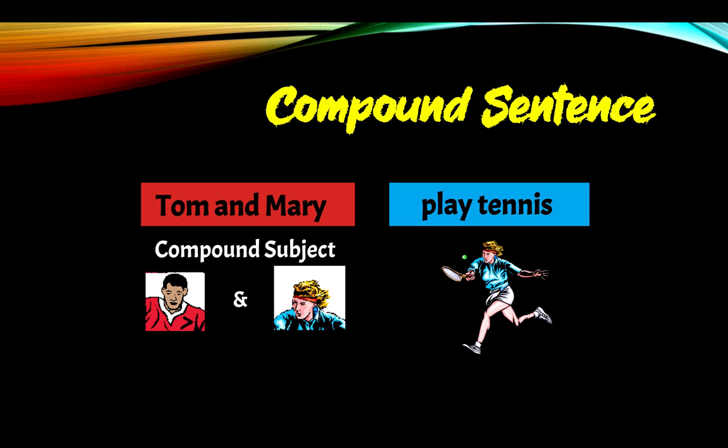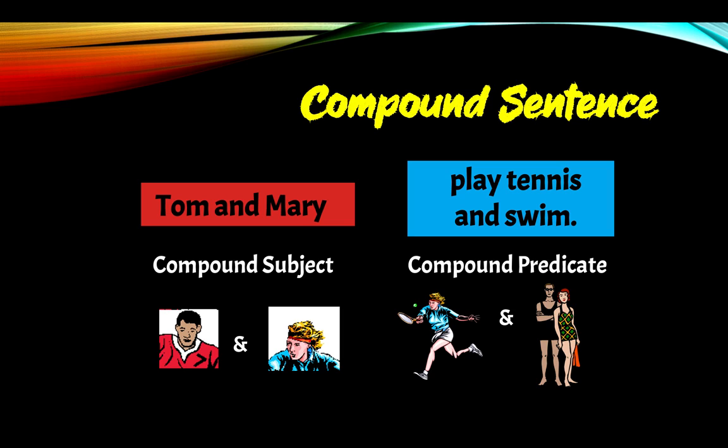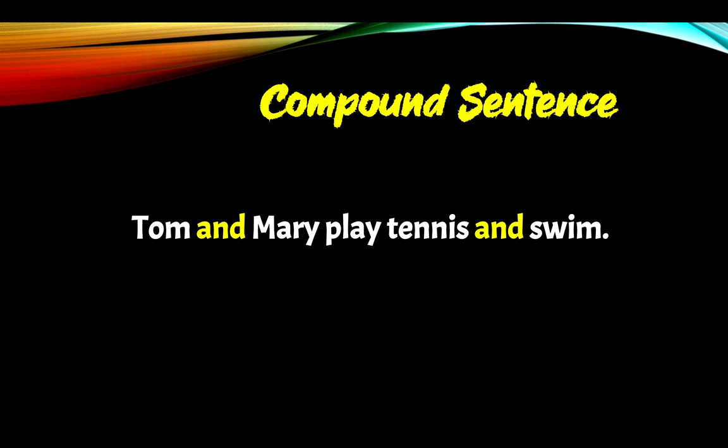Simple, right? What happens if we have two? Like in this case, two subjects, Tom and Mary. That's a compound subject. What happens if we have two verbs, like play tennis and swim? So compound predicate, because we have two. So compound subject, Tom and Mary. Compound predicate, play tennis and swim. Notice that we have and. So Tom and Mary play tennis and swim.